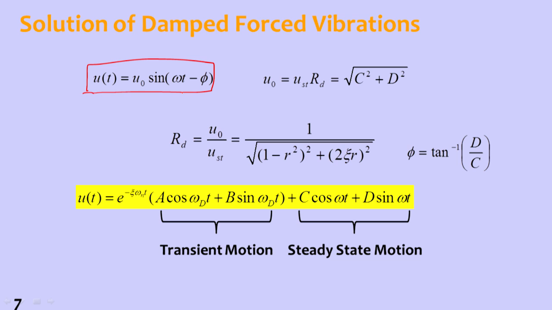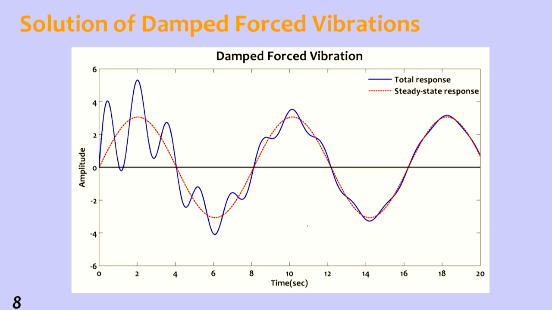So, the complete solution looks like this. It has two components, one is transient motion and the second is steady state motion. If we plot the total response, the red dotted line is the steady state response, and the transient motion along with the steady state motion is given by the blue line. As you can see, the blue line is slowly merging into the steady state. The transient motion, which comes from the initial conditions, will remain only till some point. When damping is present, it will die out soon.